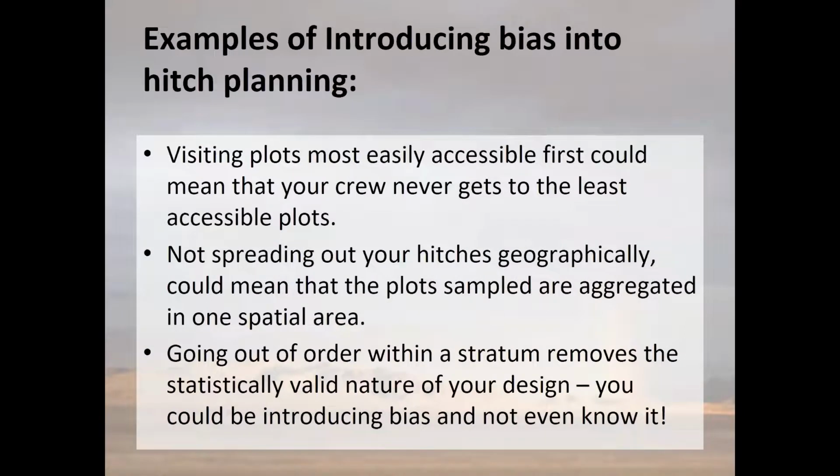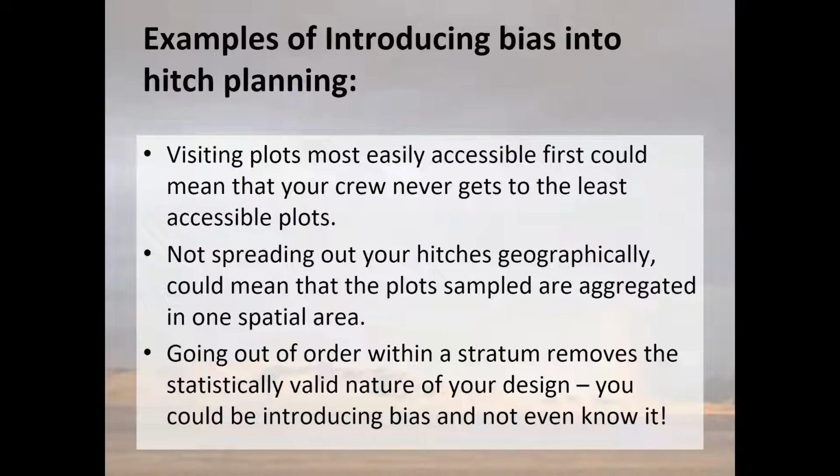These are examples of ways you could introduce bias, systemic or random, into your data with the way that you implement your sampling design. If you start your design by ignoring point order and visiting the plots that are most convenient, the potential exists that you would never get to the more inaccessible plots. This introduces bias toward those convenient plots.